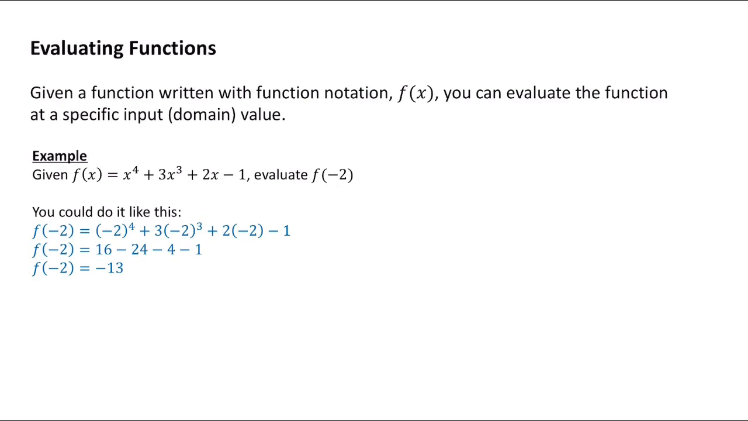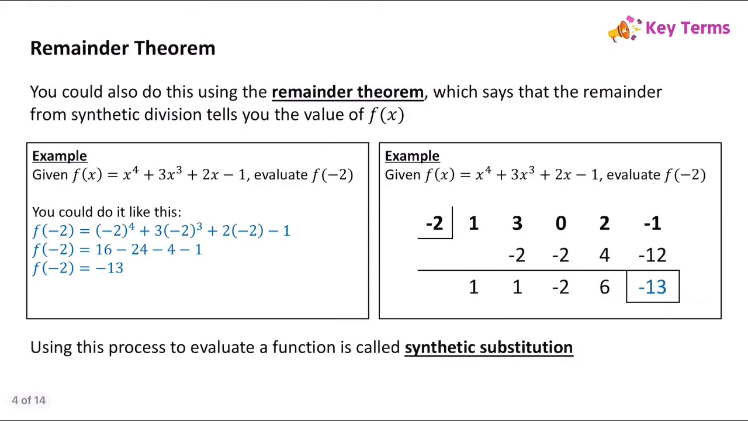Well, you can see when we plug it in, we have a lot of exponents and a lot of terms, some positive, some negative, so it's a lot to keep track of. So that's why we have the remainder theorem. This theorem tells us that the remainder from synthetic division actually tells us the value of f of x. So here's that same example done using direct substitution. And then here is that same example done using synthetic division.